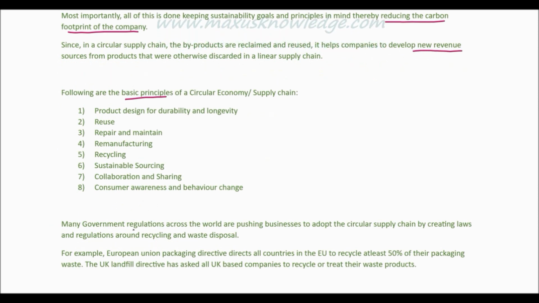Now, many government regulations across the world are pushing businesses to adopt the circular supply chain by creating laws and regulations around recycling and waste disposal. For example, the European Union Packaging Directive directs all countries in the EU to recycle at least 50% of their packaging waste. The UK Landfill Directive has asked all UK-based companies to recycle or treat their waste products. So it is getting tighter and tighter by the day.